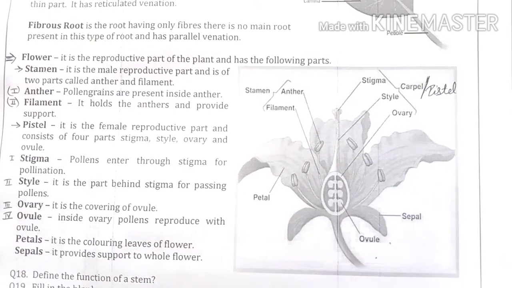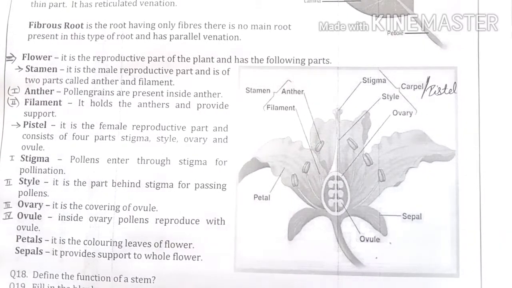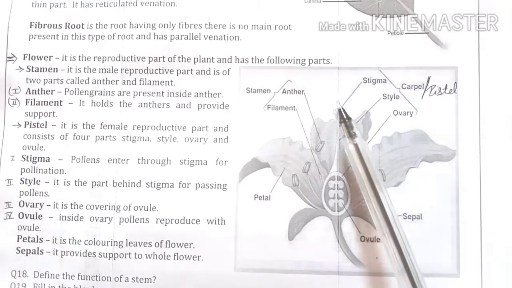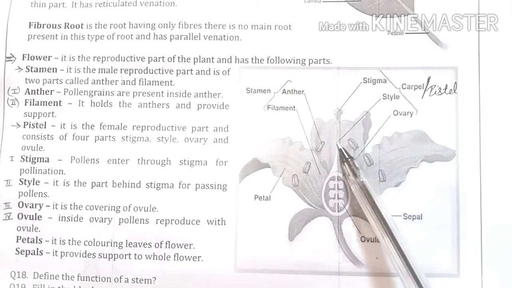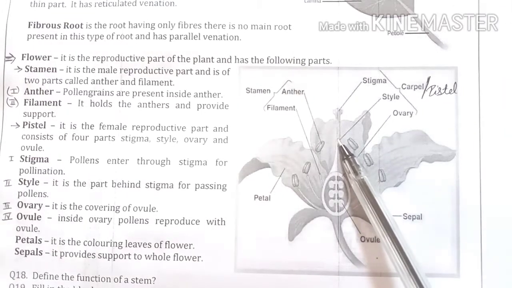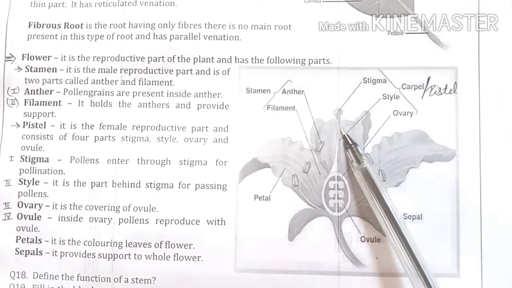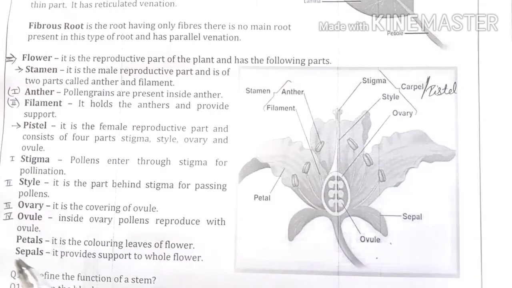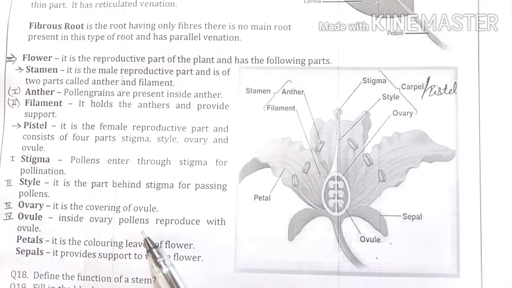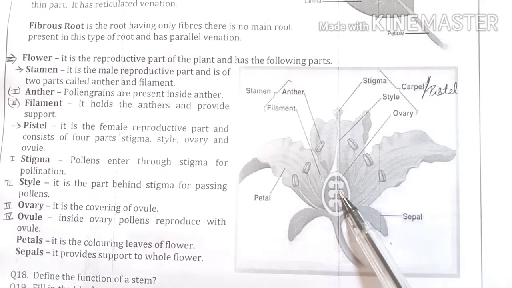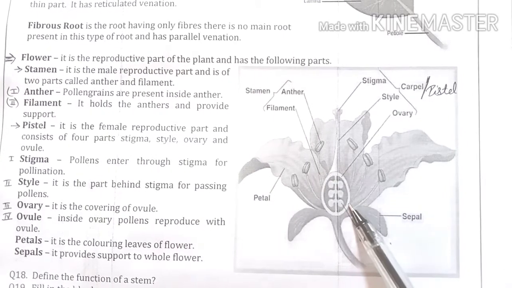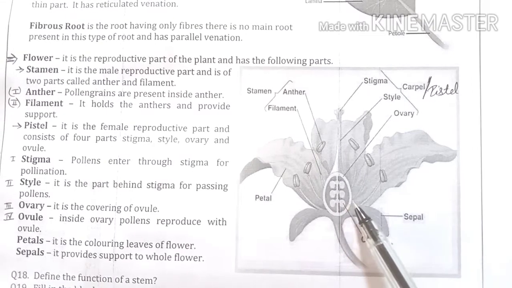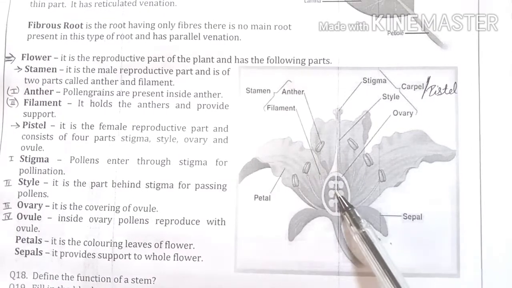The next one is style. It is the part behind the stigma for passing pollen grains. The topmost part is the stigma, and behind the stigma there is a tube-like structure which provides a path to the pollen grains. So style is this tube-like structure. The third one is ovary. It is the covering of the ovule. The ovule is present inside the ovary, so the ovary is a protective layer for the ovule.